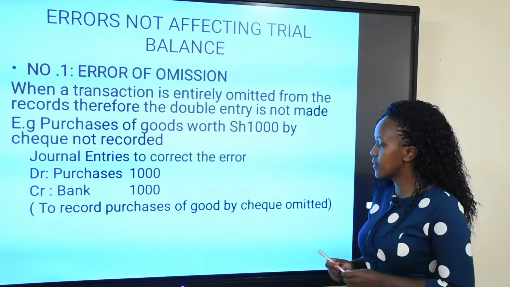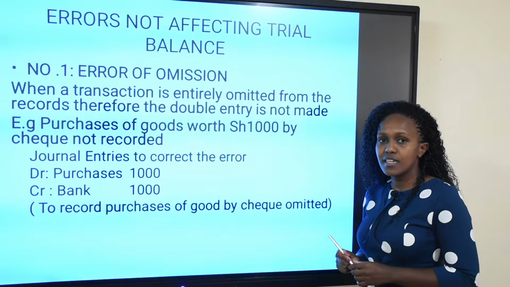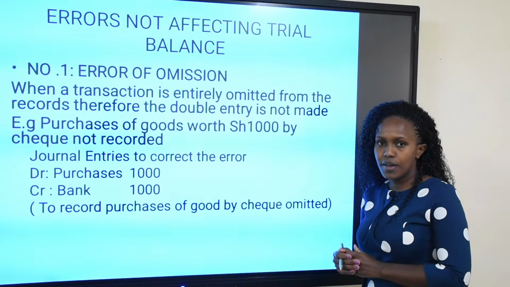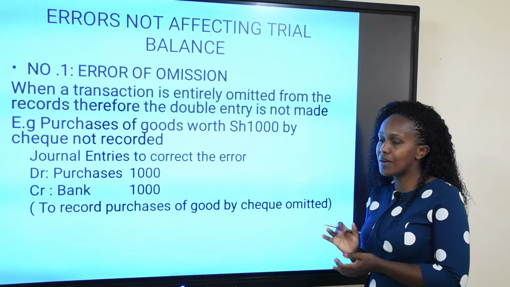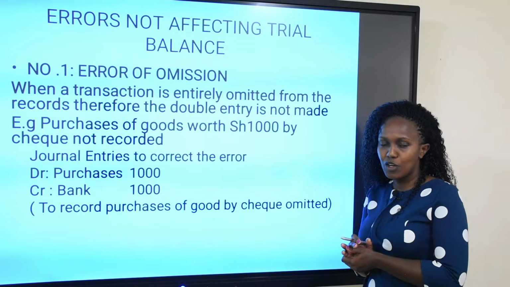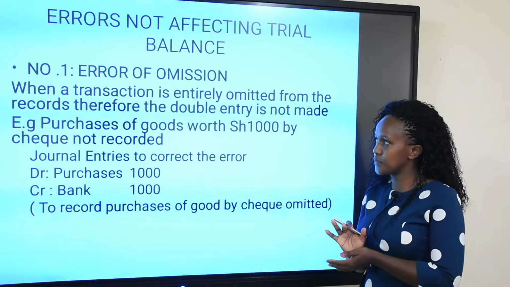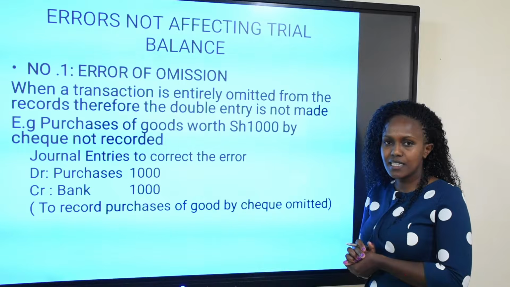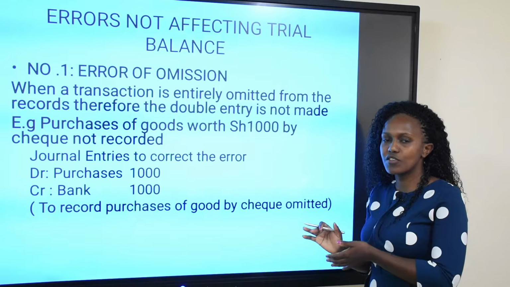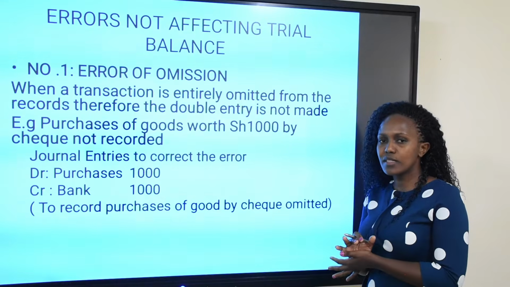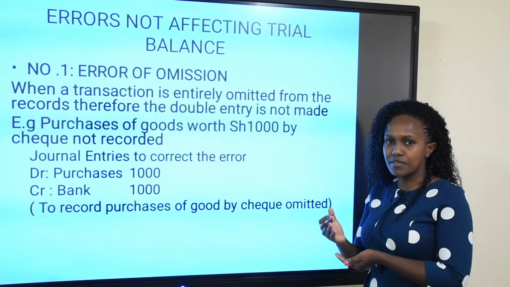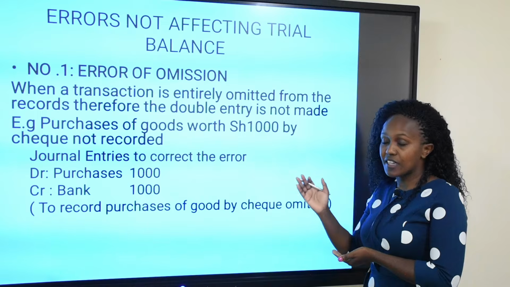The first error that does not affect the trial balance is the error of omission. Now, what is error of omission? Error of omission occurs whereby, just from what the word suggests, a transaction is entirely omitted from the books of original entry or from recording, such that a transaction is not recorded either on the debit side or on the credit side. So now, because neither the debit nor the credit is recorded, the trial balance will still agree without this transaction being posted.